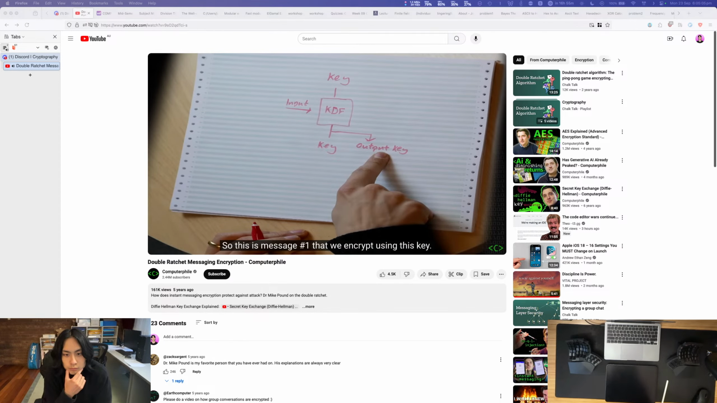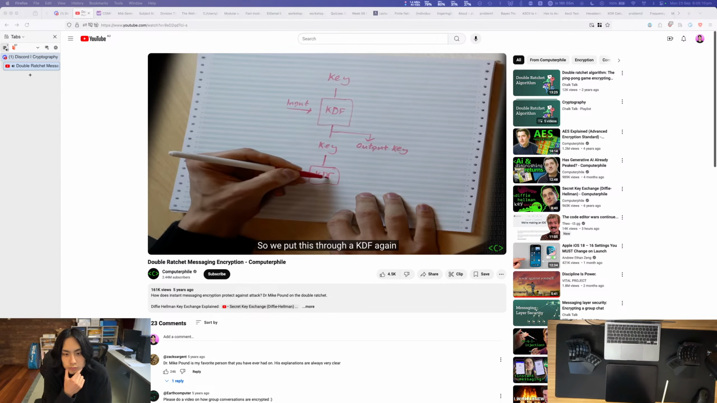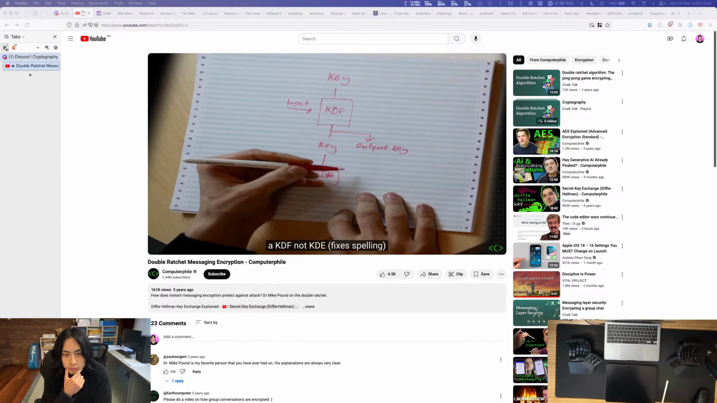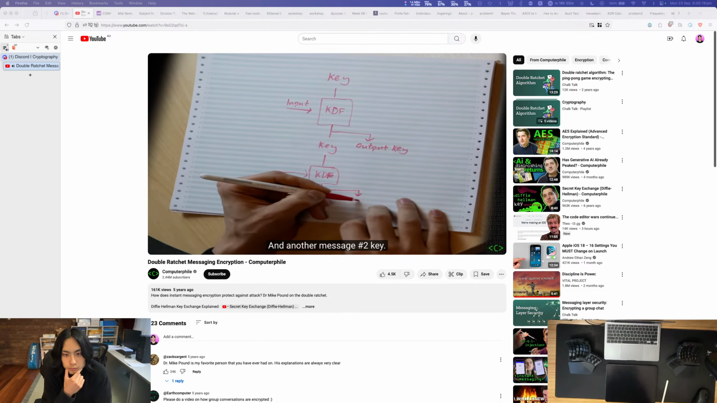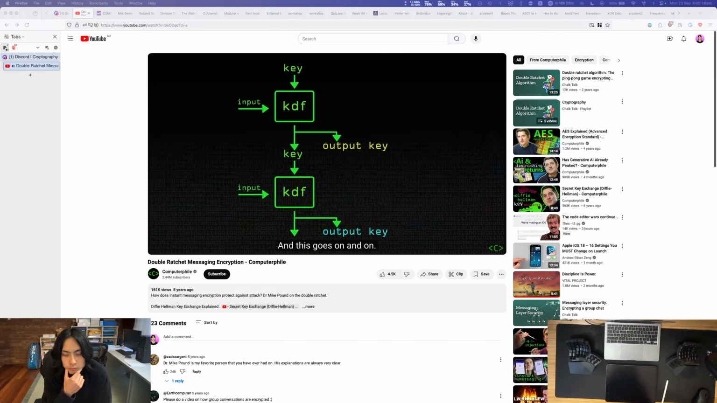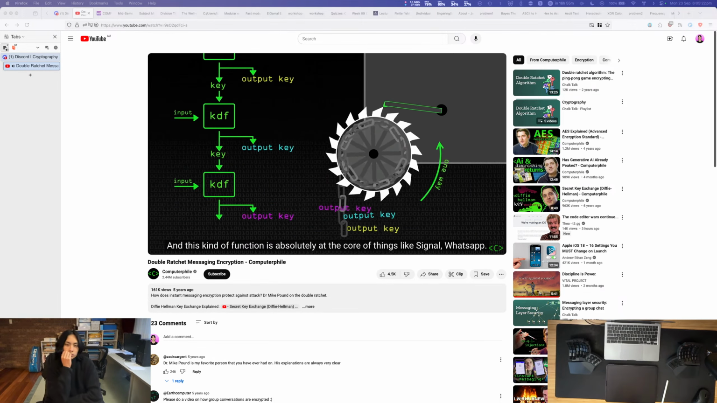So this is a kind of chain. This is message 1 that we encrypt using this key. Maybe we want to send another message. So we put this through the KDF again, KDF, not KDE, goes through here. This comes out with another key and another message 2 key, right? And this goes on and on. And this kind of function is absolutely at the core of things like Signal and WhatsApp.